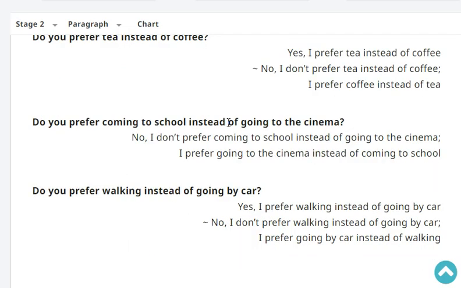Do you prefer coming to school instead of going to the cinema? No, I don't prefer coming to school instead of going to the cinema. I prefer going to the cinema instead of coming to school.